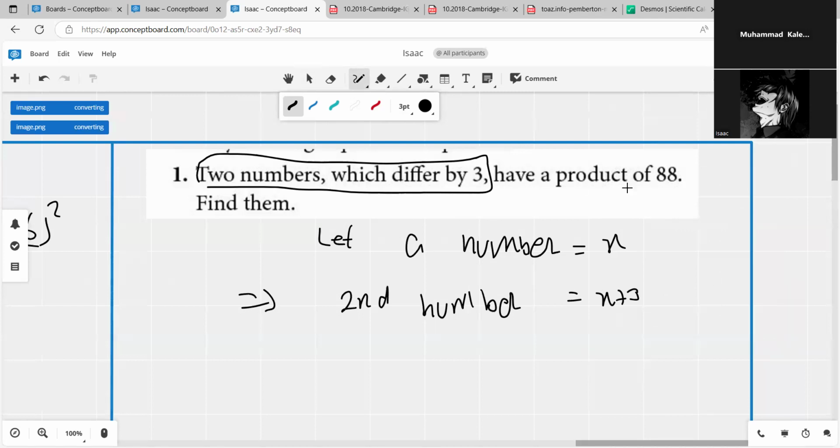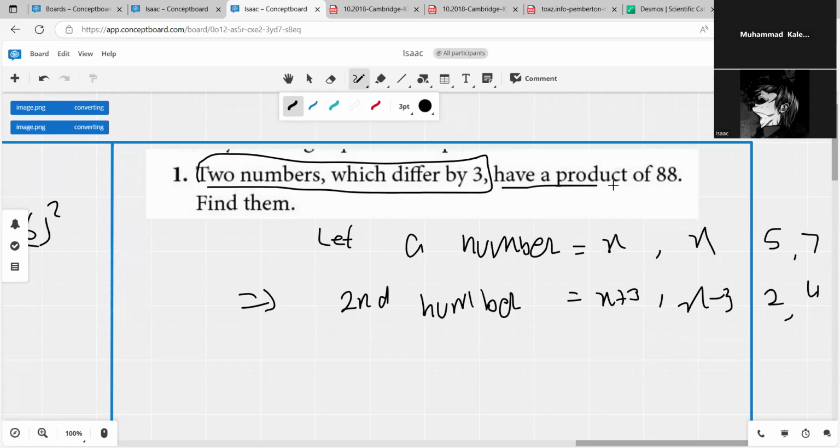Okay, they have a product of 88. You can also take it like this: if this is x, you can also take x minus 3. It doesn't matter. Both will give you the same answer. Like if this is 5, this is 2. Even in that case, the difference of these two numbers is 3. Got it? So we can also consider x and x minus 3. It doesn't matter.